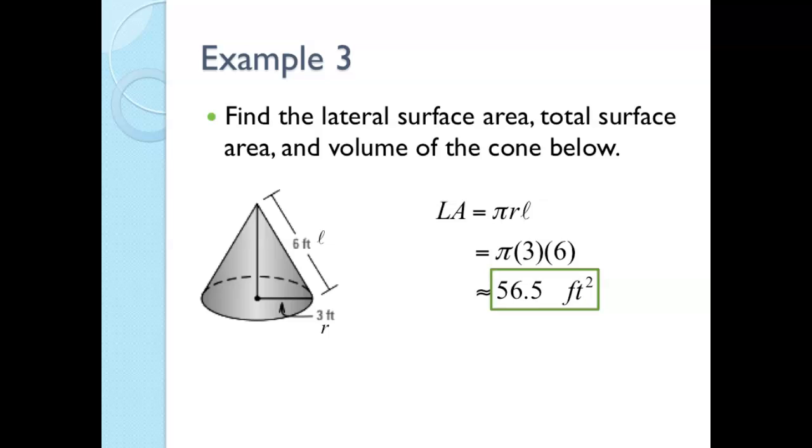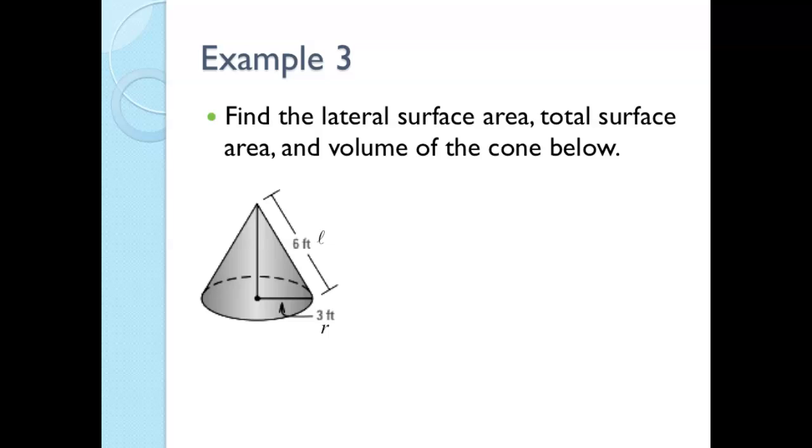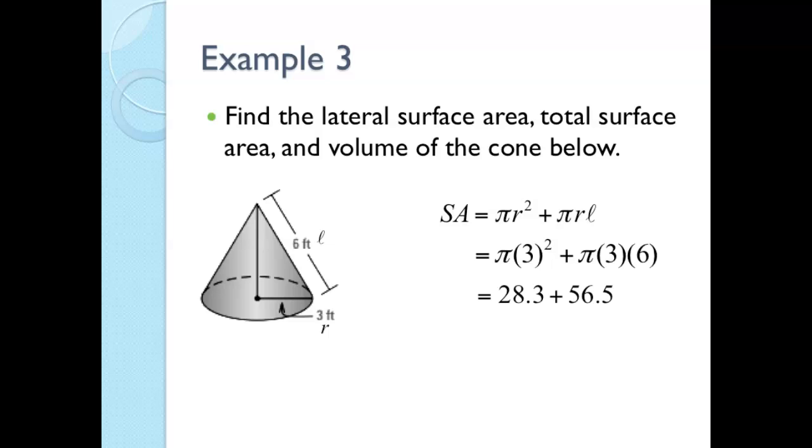Now we can find the total surface area. That's going to be pi r squared plus pi r L. And since we have the radius, this is going to be pi times 3 squared plus pi times 3 times 6. Make sure you square the 3 first before you multiply by pi, and that gives you 28.3, and then we'll add the 56.5 with that. Adding that together, we get that this is about 84.8, and this is an area, so the units are going to be in square feet.